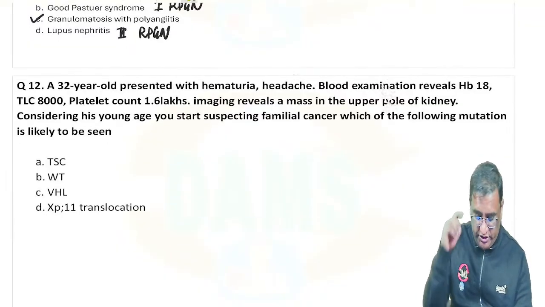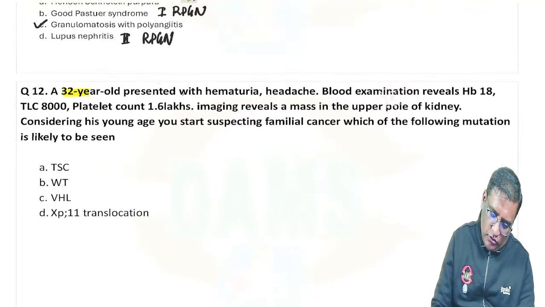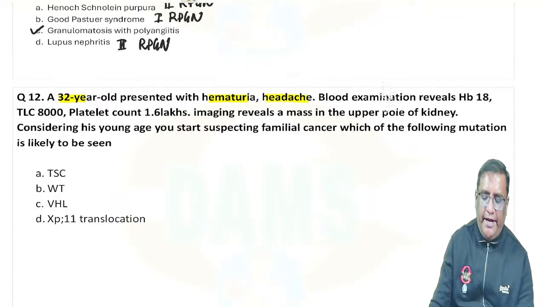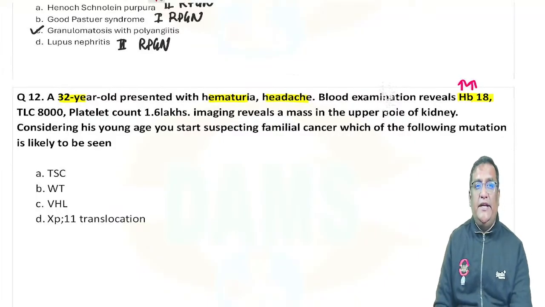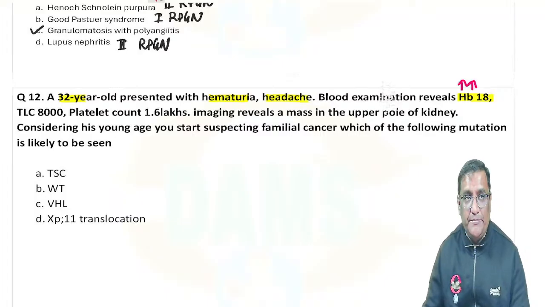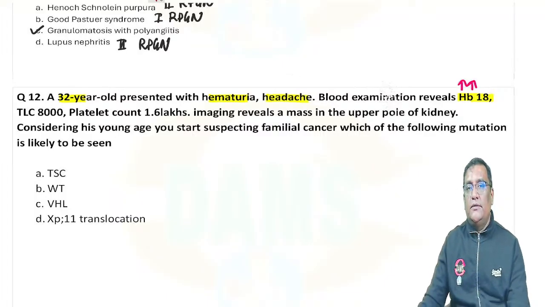Let us look at this question. A 32-year-old presents with hematuria, headache. Blood examination reveals hemoglobin is 18. Hemoglobin is abnormal, increased. Hemoglobin is increased, definitely polycythemia. So this is looking like polycythemia.